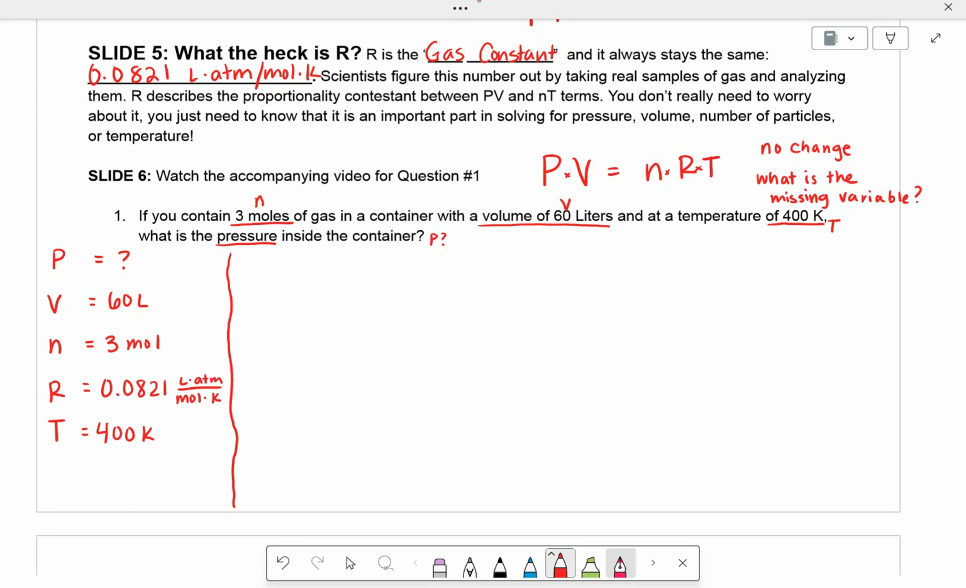Now I'm going to do this 2 ways. If you watched the last video, you know that there is one called plug and chug, and there's one where you rearrange the equation first. I'm going to do both. You guys only have to do one. Pick one that you like, stick with it.